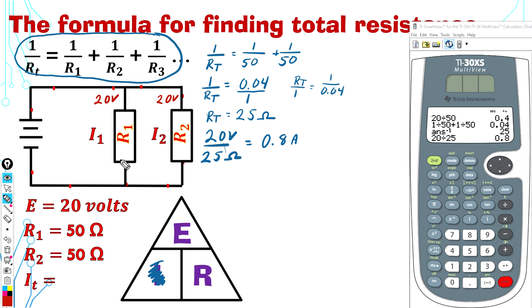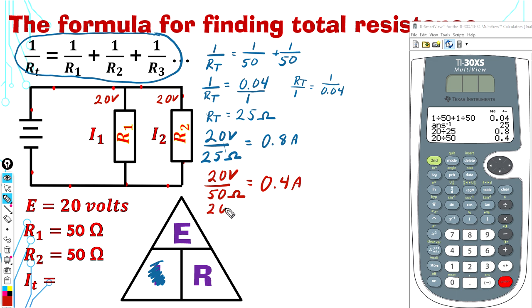So for this first resistor, I've got 20 volts divided by 50 ohms. And we know this is 0.4, but we can just go ahead and double check that, use our calculator. 20 divided by 50, and I get 0.4 amps.